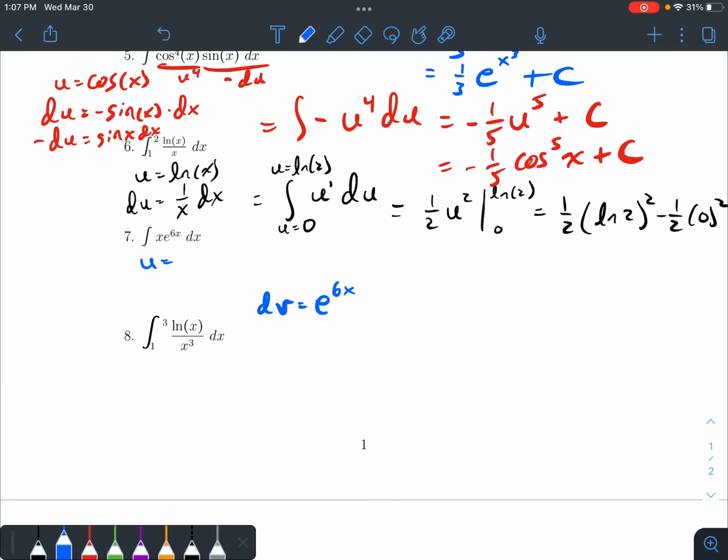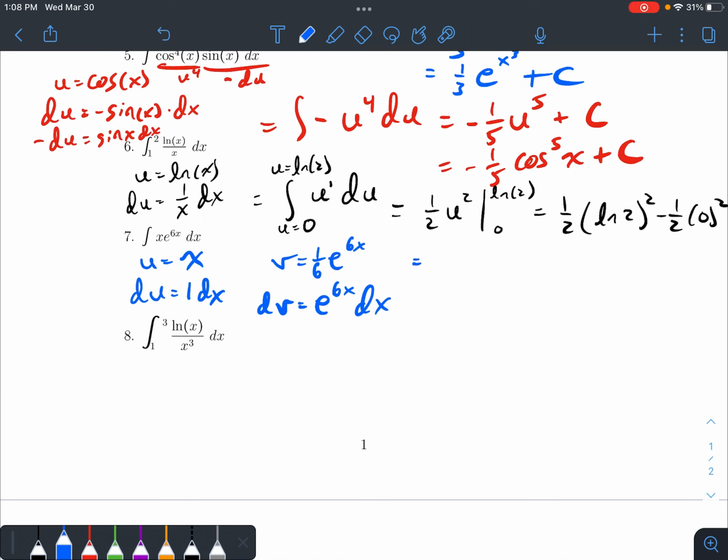E to the 6x is a good choice of dv, because when we integrate that, we get something that is basically just as easy to integrate as e to the 6x is. And x is a good choice of u, because when we take that derivative, we just get something easier to integrate. So the derivative of u, du, is equal to the derivative of x, which is just 1 dx. And the antiderivative of e to the 6x is just e to the 6x divided by 6. So 1/6 e to the 6x. There should be a du here, not too important.